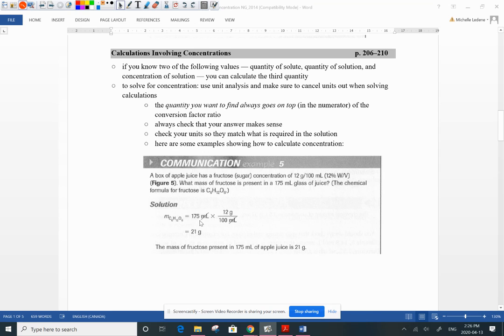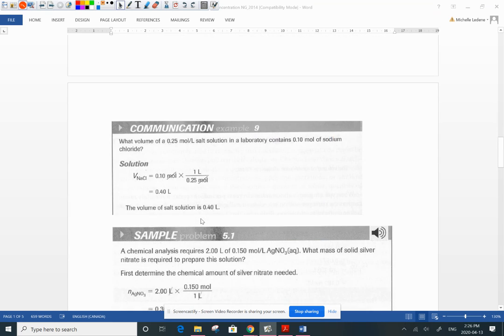So here's an example of a weight per volume calculation, and it is grams in 100 mils. Well, then how many would be in 175 mils? It's just a ratio. Here, I'm given concentration and I am given moles. And so I have to cancel out moles. Moles on top, moles on bottom, cancels out, and I get liters, and that's how many liters I had of the solution.